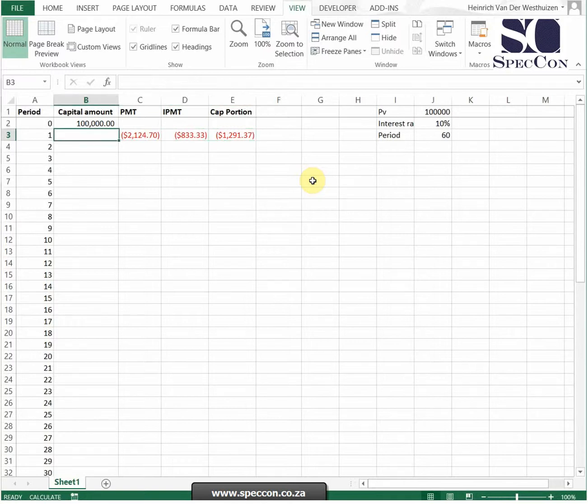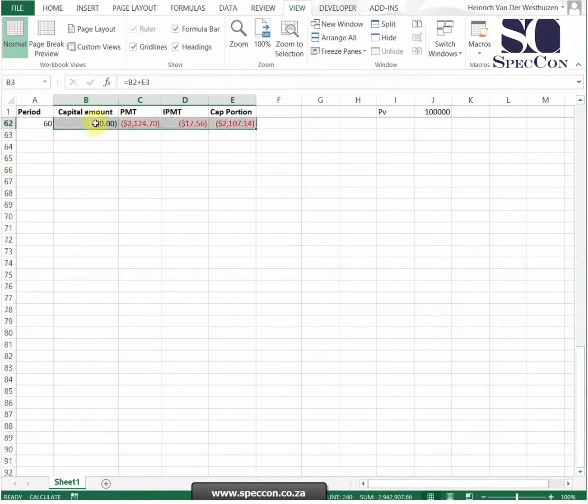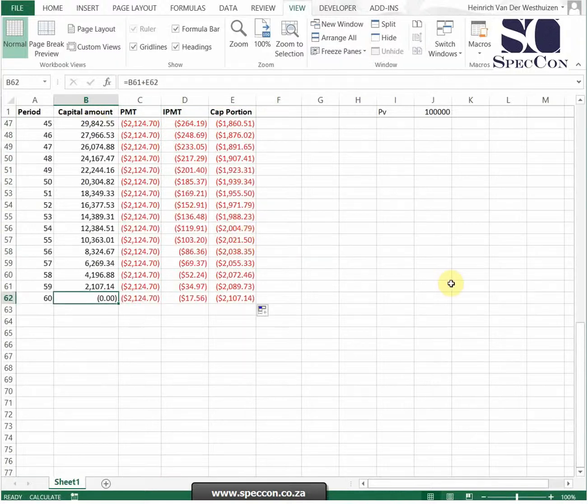So what is my capital amount at the end of period 1? It's the previous capital amount plus my capital portion. So that's my outstanding capital amount. Now if I copy this down to the end, if you did this correctly, on the last period your capital amount will be 0.